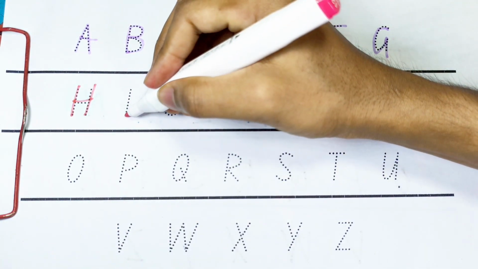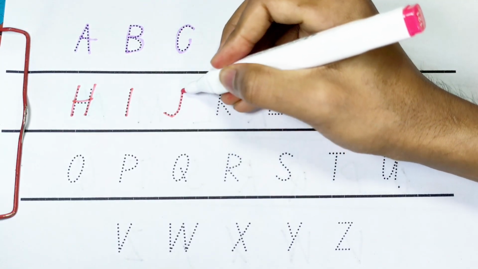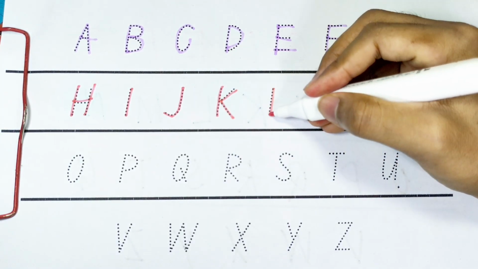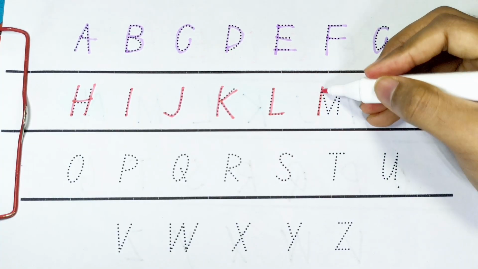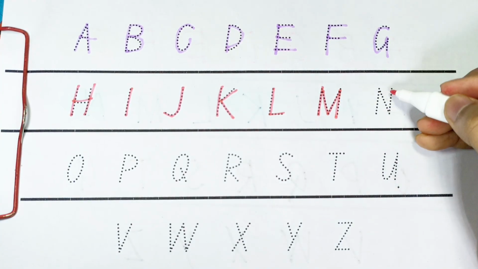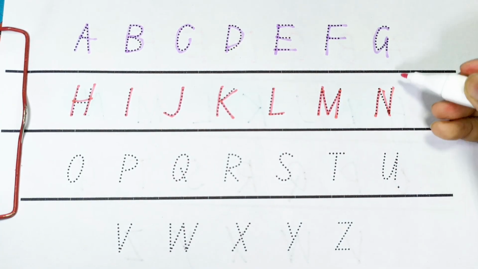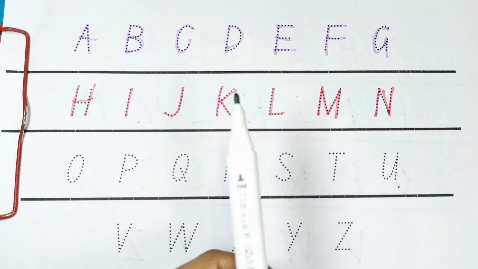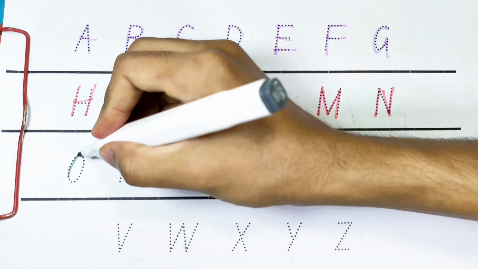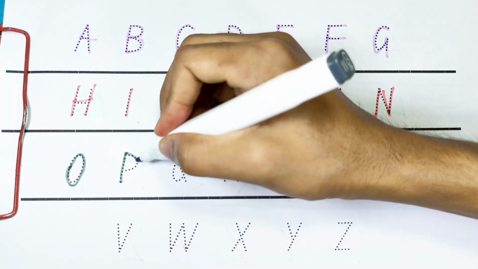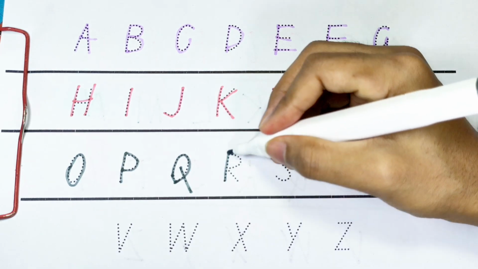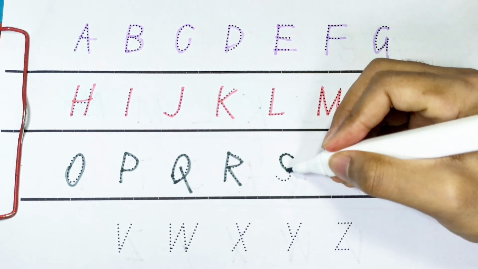H. The next one is I, J, K, L, M for moon, N for nose, N for nest. The next one is O, cool gray color. O for octopus, P. The next one is Q. Now we draw the alphabet of R, S.